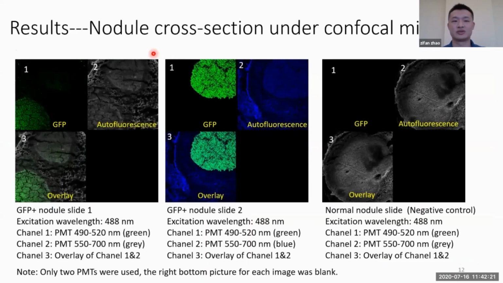And this slide shows how the image looks from the confocal microscope. From here, we can see the inner part is showing a very strong green fluorescence from the bacteroids, but the outside is from the plant autofluorescence. And these results match with the previous microscopic observation.